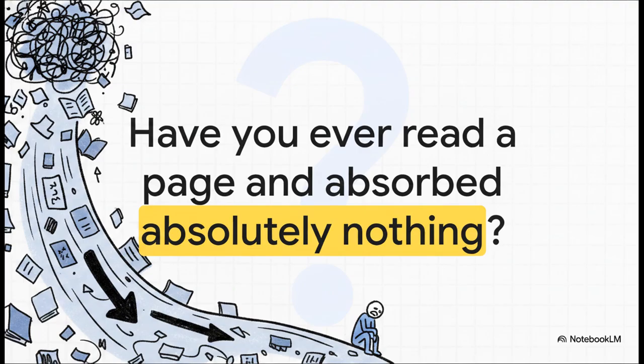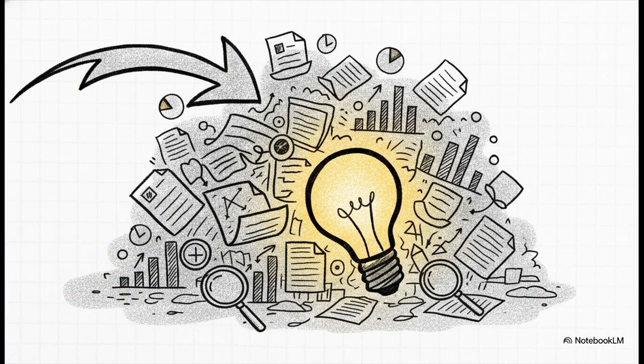Let me ask you this. Have you ever read an entire page of a textbook or a massive research paper, finally gotten to the bottom, and realized you didn't absorb a single word? I mean, your eyes were definitely moving across the page, but your brain was just completely lost in the weeds. Well, look, don't sweat it. We have all been there. It's an incredibly common kind of reading paralysis, brought on by an absolute avalanche of information. The real culprit here? Information overload.